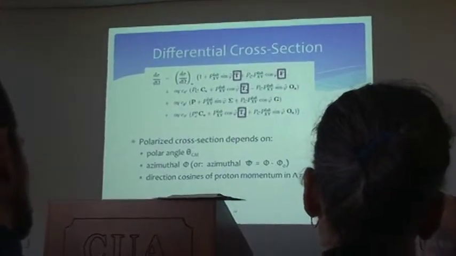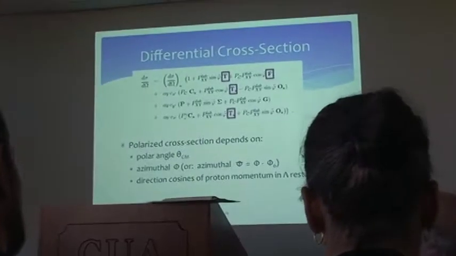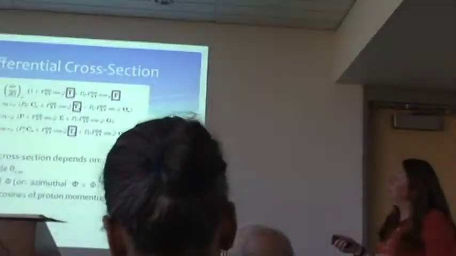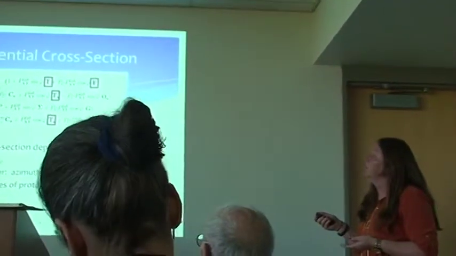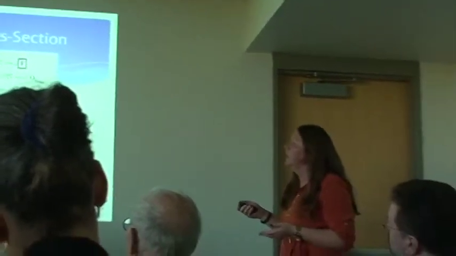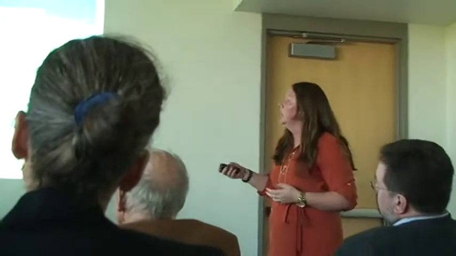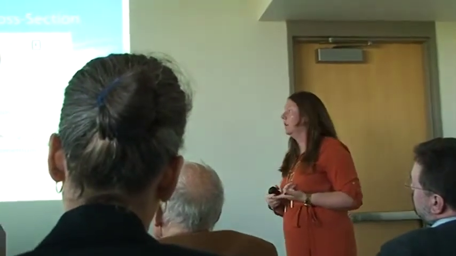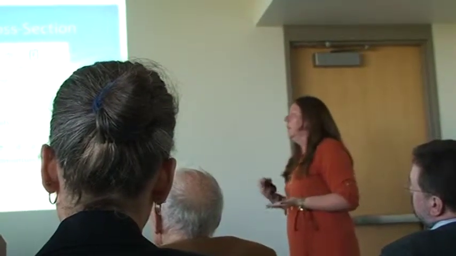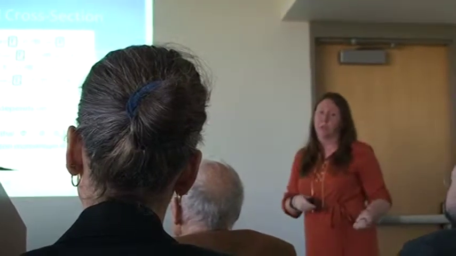So now how do we extract the observable? This is a formula for the differential cross-section. The differential cross-section has all these different observables, and my observables of interest are T, F, Tx, and Tz. They have different settings, such as the polarization of the beam or the target in addition. So this polarized cross-section depends on many things. It depends on the polar angle theta, the azimuthal angle phi, and also the direction cosines of the proton momentum in the lambda rest frame.